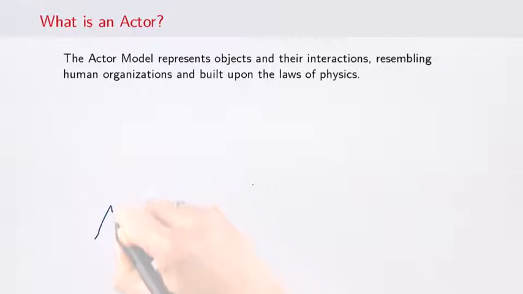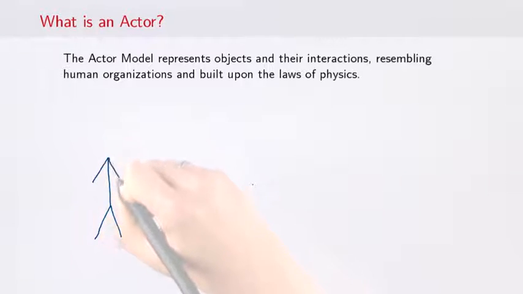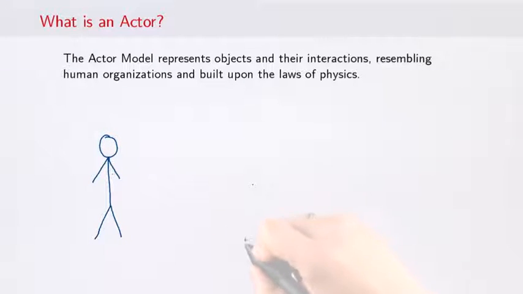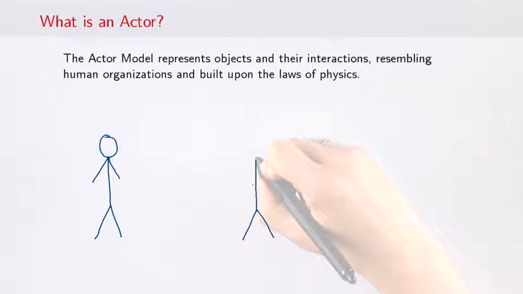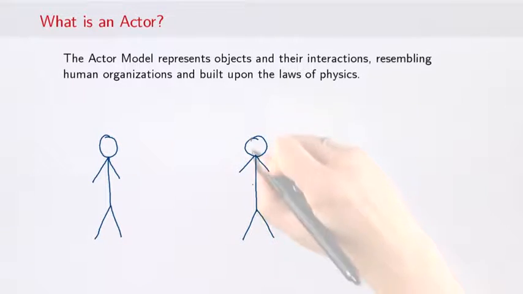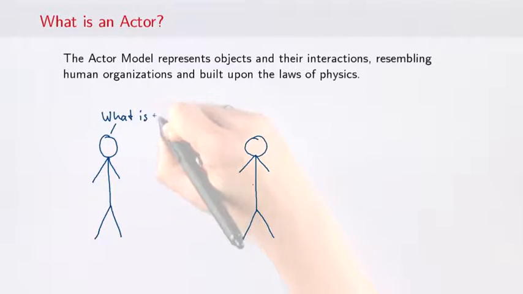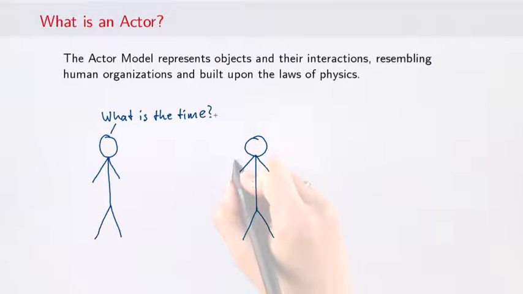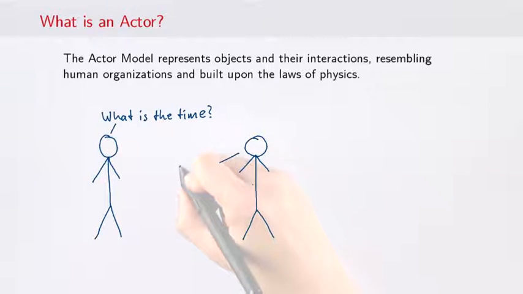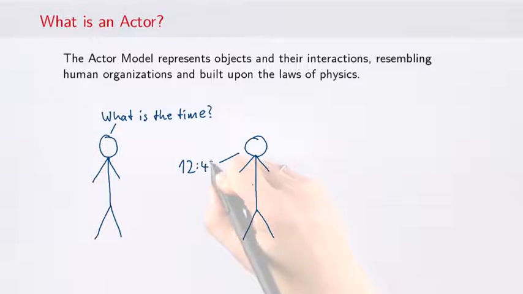Let us say we have a person here without a watch who wants to know the current time. Over here is another person with a watch. Now the first person will ask the question, what is the time? And the second person might just answer, it's 12:43. This is a simple exchange between two humans, and we all have done something like that before, so I hope everybody can relate to this example.